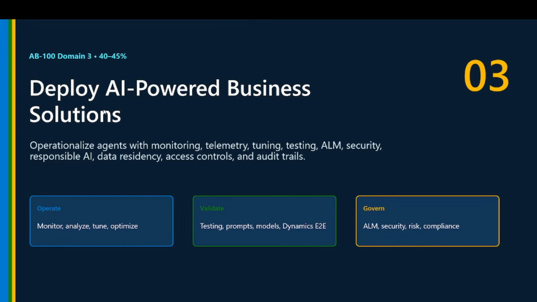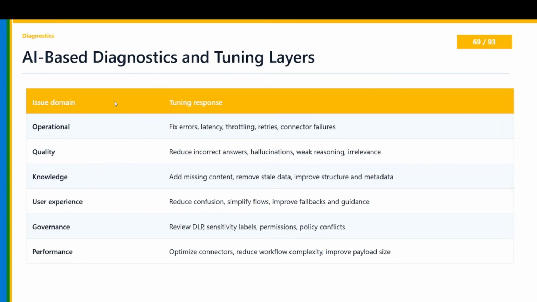So in this lesson, we'll continue with part 2 of domain 3, deploy AI-powered business solutions. What we are looking at is operating agentic AI solutions: monitoring, analyzing, tuning, and optimizing. That's architecting, monitoring, analyzing, tuning, and optimization. Architecting validation, that's using testing prompts and modeling Dynamics 365 end-to-end, and then governance, using application lifecycle management, security, risk, and compliance. So let's look at the next slide.